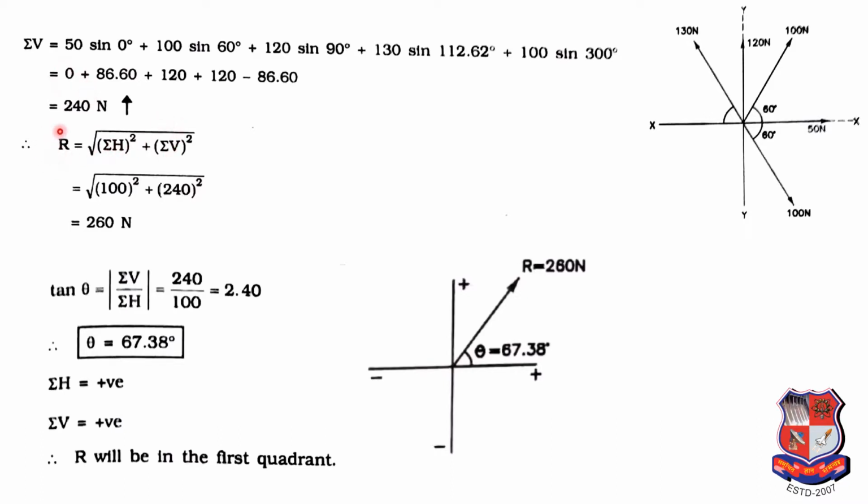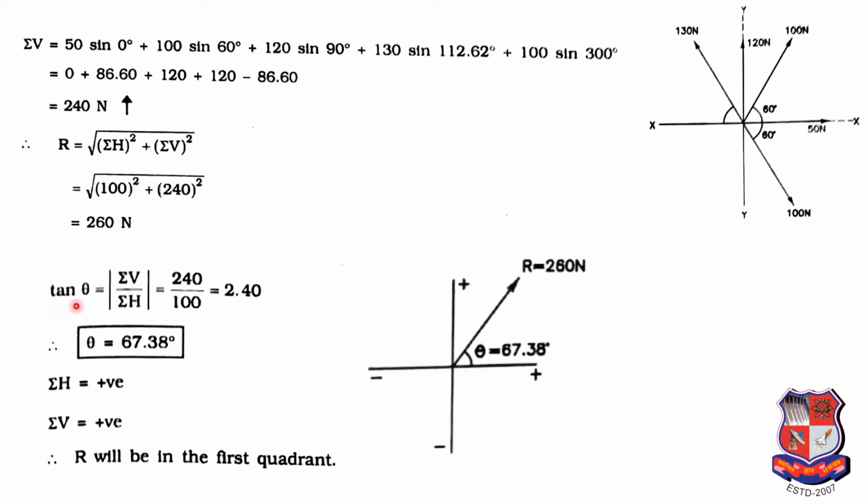So your resultant R will be under root sigma H square plus sigma V square, means summation of all horizontal forces square and summation of all vertical forces square. So sigma H is 100, sigma V is 240. So R is equal to under root 100 square plus 240 square. So that will be 260 Newton for R resultant.